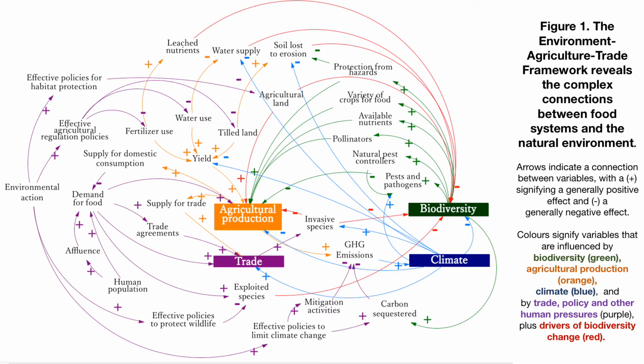Overall, the many different connections here represent how complex our food system is, and in fact, how complex its relationships to the natural environment are. In the following slides, we simplify this figure to emphasize where more research is needed to investigate the impacts of agriculture and trade on biodiversity.